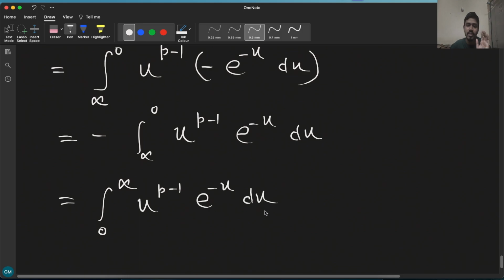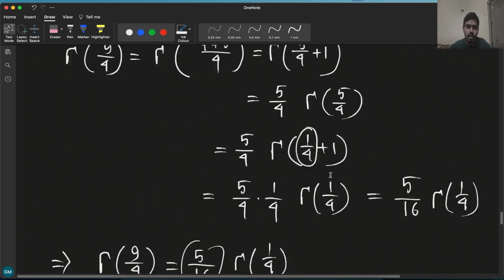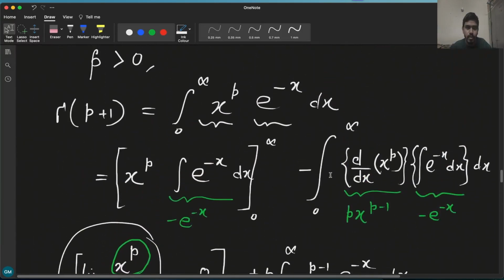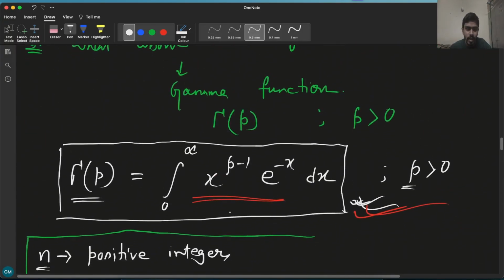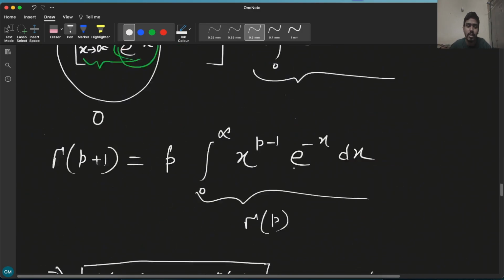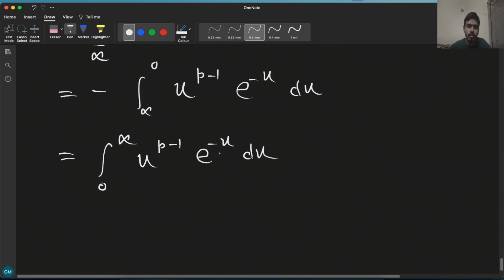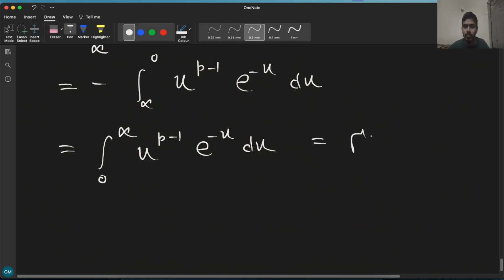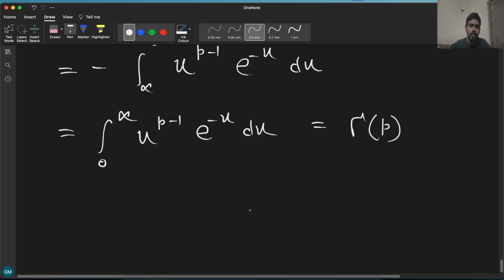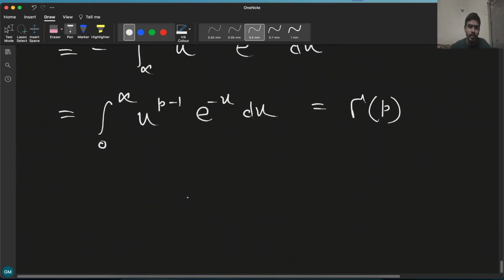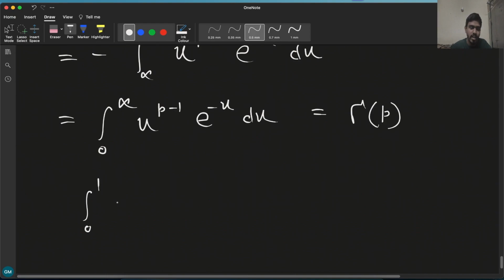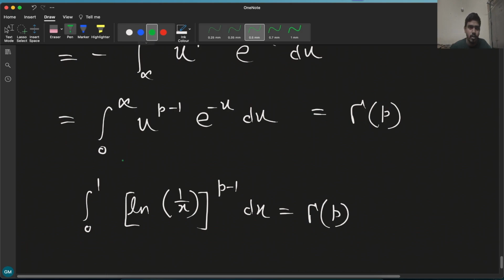du. And this is nothing but, if I follow the definition of this gamma function, this is nothing but gamma of p. So instead of x, we have u. So this is nothing but gamma of p. So what we have proved is integration from 0 to 1 of ln of 1 by x whole to the power p minus 1 dx equals gamma of p. So this is another form of this gamma function.